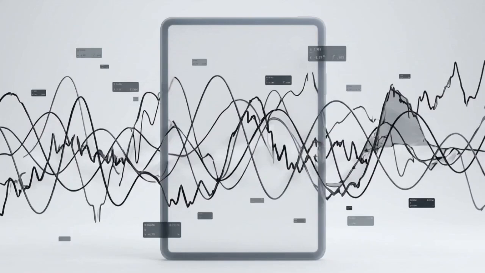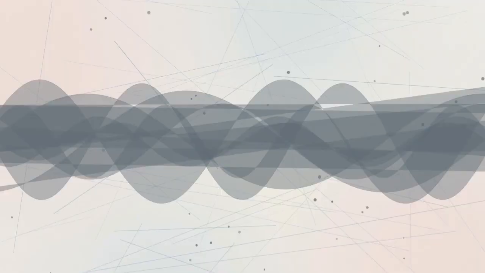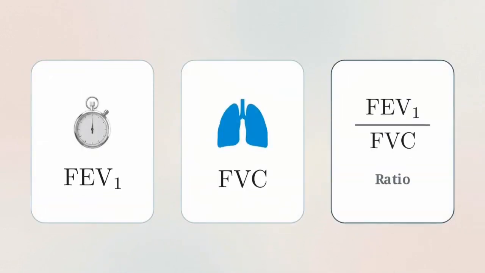A standard clinical spirometry printout often appears as a chaotic mess of overlapping mathematical curves and hundreds of raw data points. Effective clinical interpretation relies on a rigid, sequential logic gate rather than the recognition of complex geometric patterns. By filtering the data, we isolate three specific metrics: FEV1, FVC, and the FEV1 over FVC ratio.